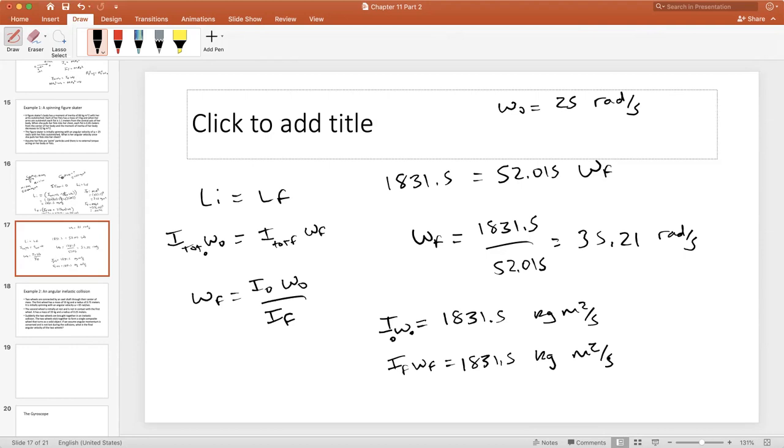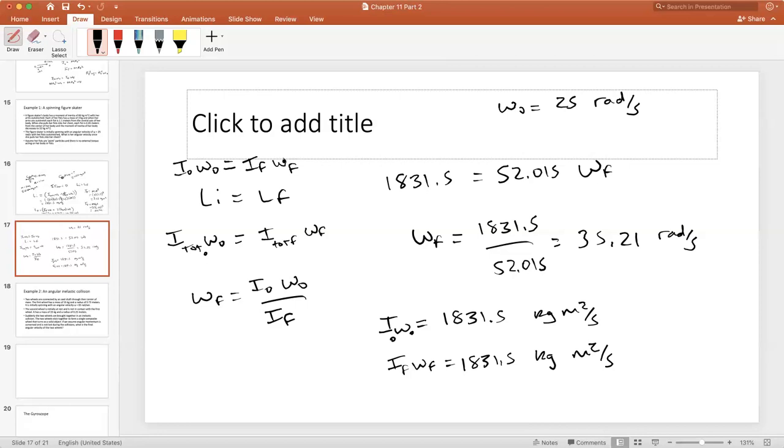What changed was she changed her moment of inertia. She actually reduced her moment of inertia, because this was the initial times the initial, so final times the final. So if you decrease the moment of inertia, you increase the angular velocity, is what I'm trying to say.